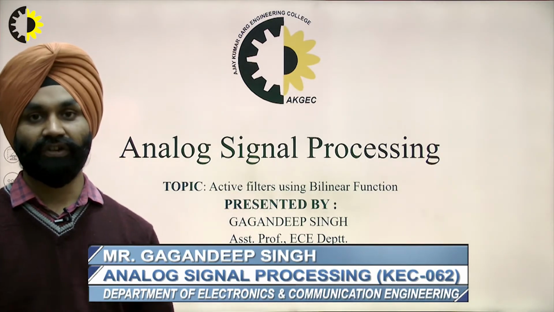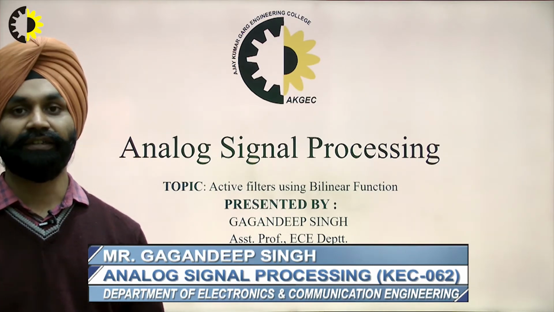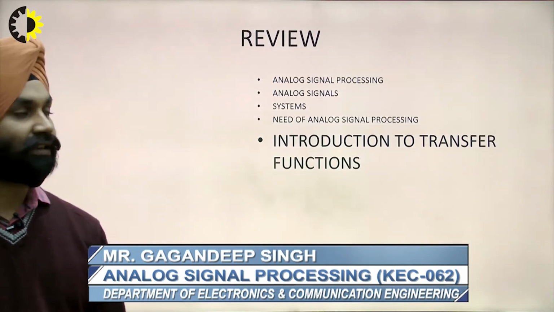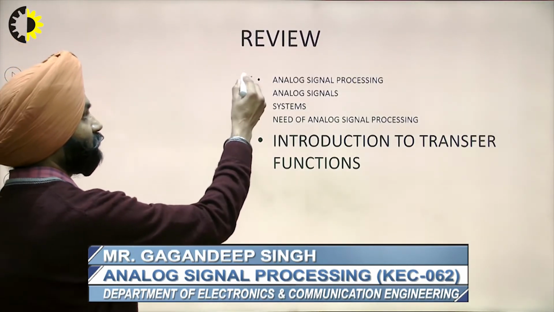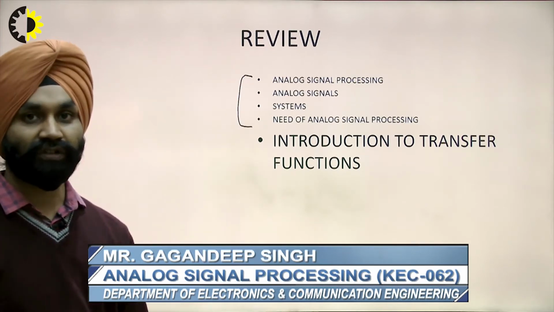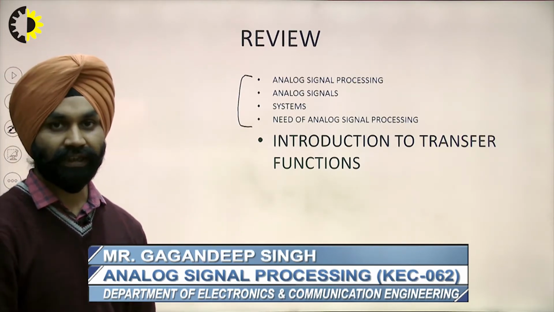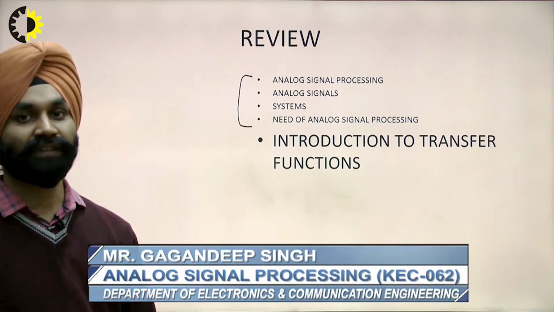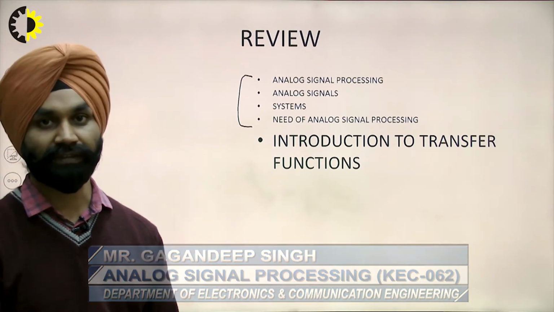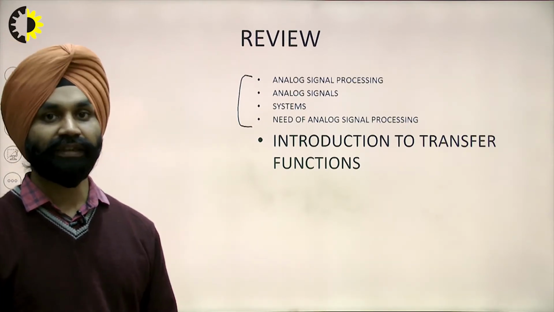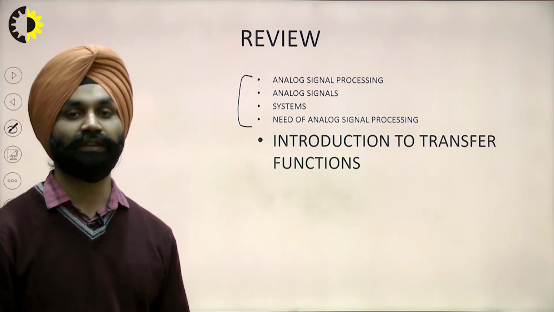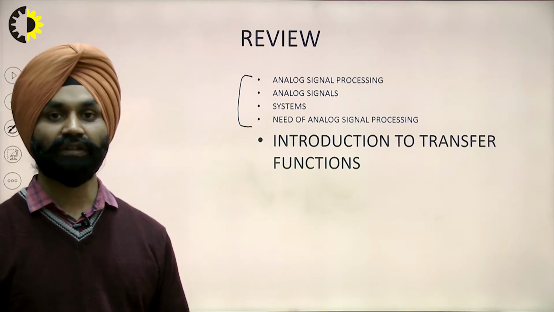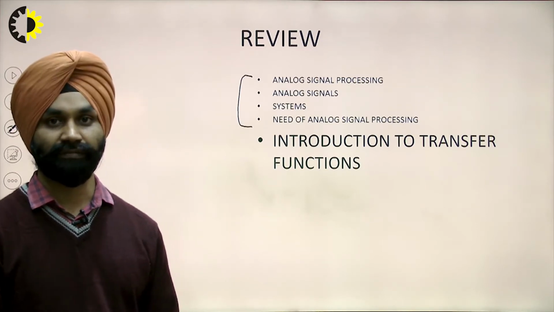This is a lecture series on analog signal processing and this is lecture 3. In the previous lectures, we have discussed the introduction of analog signal processing, in which we have discussed what analog signals are, what processing is, and what systems are required for analog signal processing. The systems are generally known as filters. Then we discussed that when we have digital signal processing, what is the need of analog signal processing. This was the first unit, first lecture.